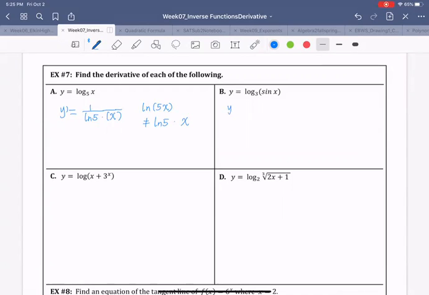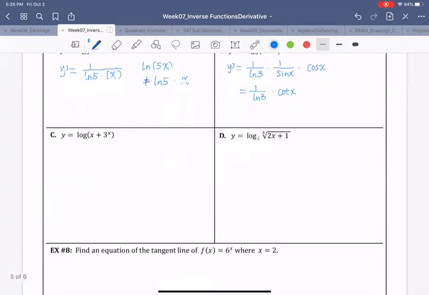Y prime, that's going to be the chain rule right there. 1 over ln 3 times sine x, then times cosine x over sine x, times cosine x. That's where the chain rule comes in. So I'm basically just following a formula for this, but then I add the chain rule at the end if it's not x.